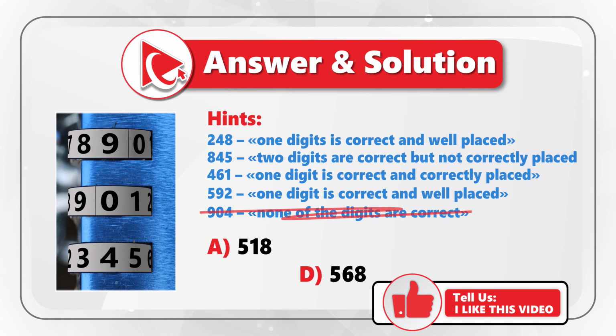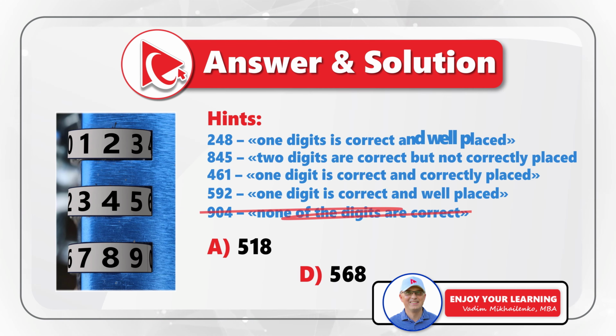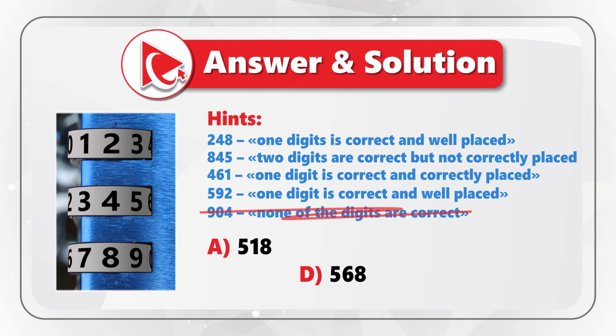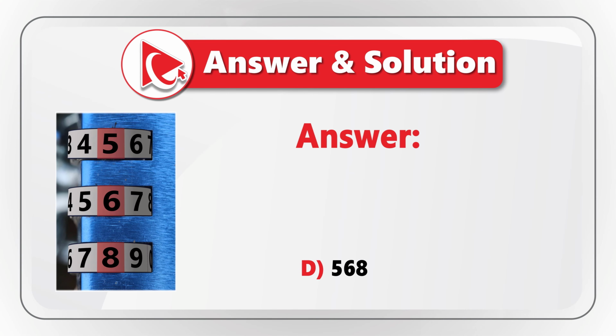If we look through the remaining 4 hints, we learn that in hint 1, where digits are 2, 4, 8, only one digit is correctly placed, which is digit 8. In hint 2, 2 digits are correct, but they're not correctly placed, and they're digits 8 and 5. In hint 3, only one digit 6 is correct, and it is correctly placed. And last but not least, in hint 4, digit 5 is correct, and it is well placed. Based on this, the correct answer here is choice D, 568.